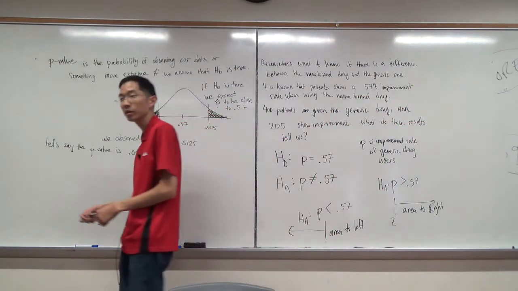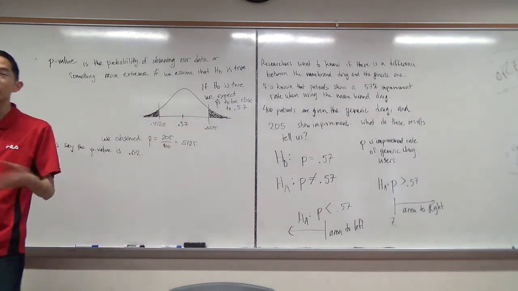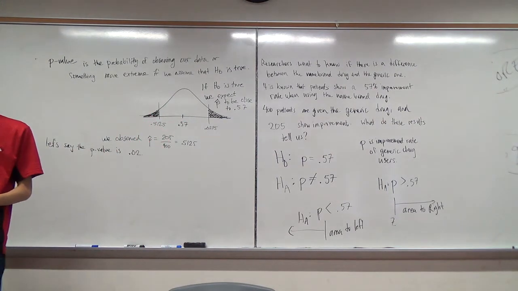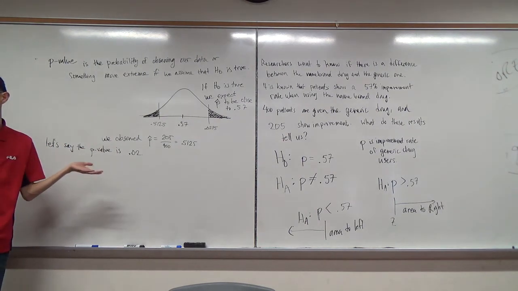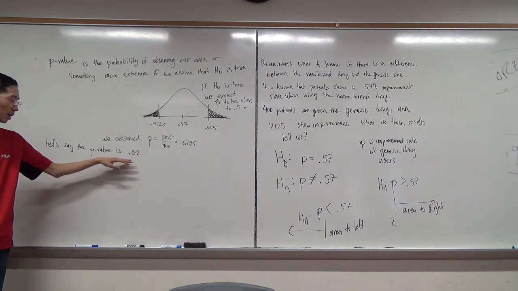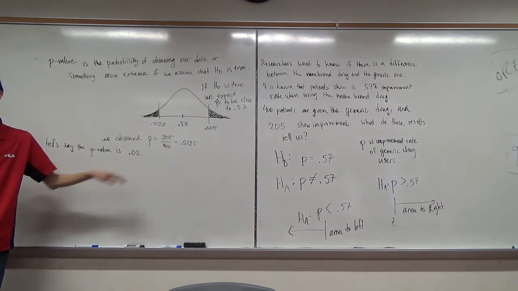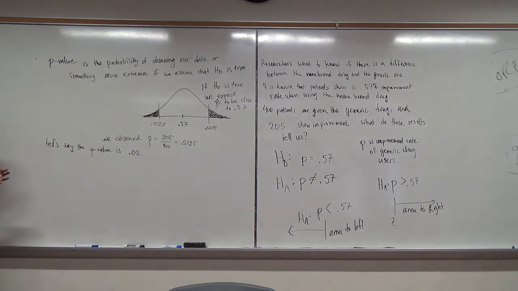Well, it could happen, right? I could just get unlucky in my sampling procedure because it's random. I could be unlucky and see only 51%. But how often does that happen? That only happens 2% of the time. Okay, so let's say the p-value is 2%.